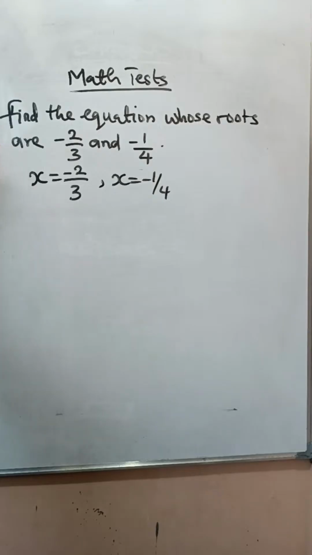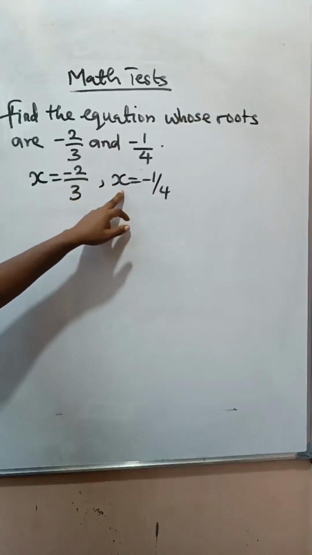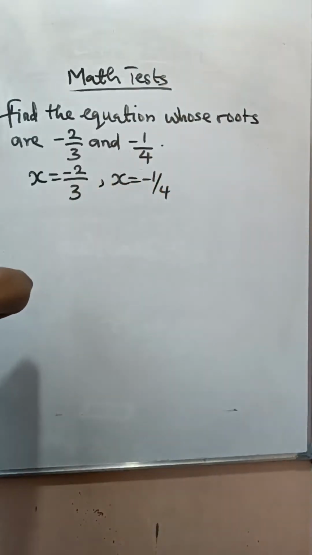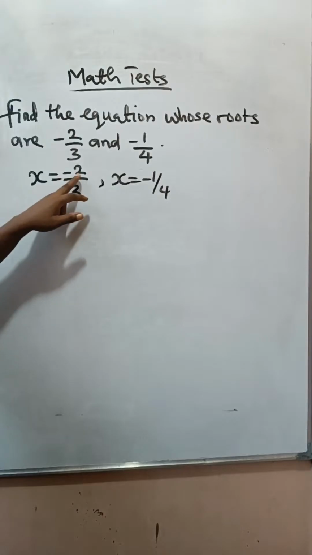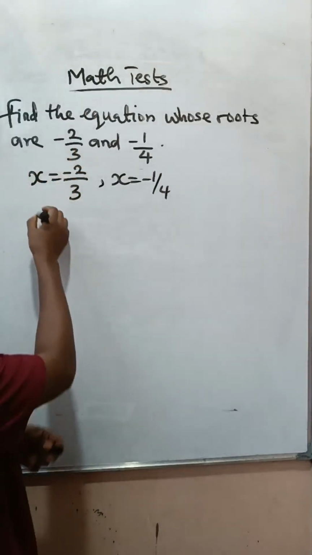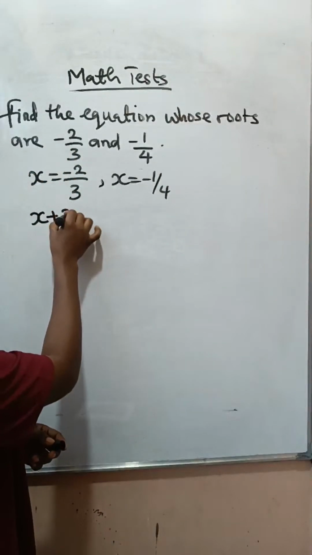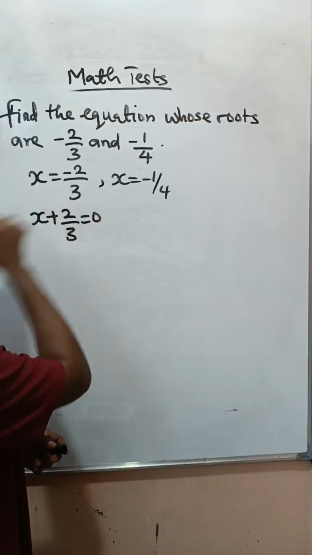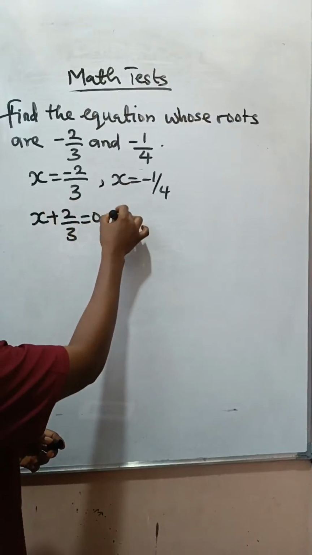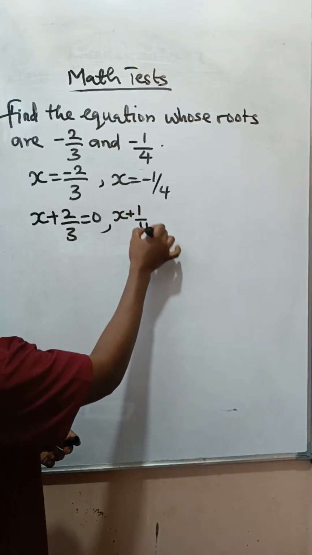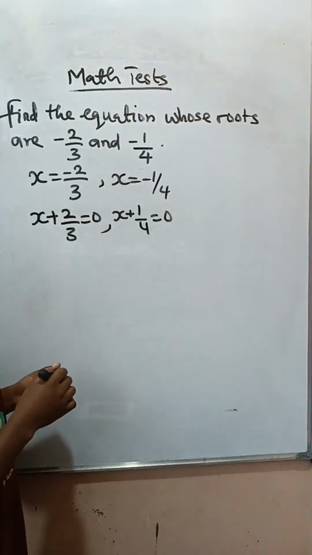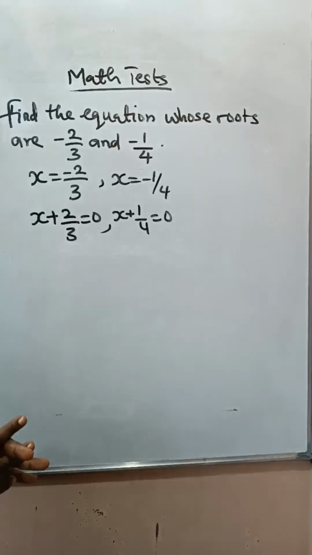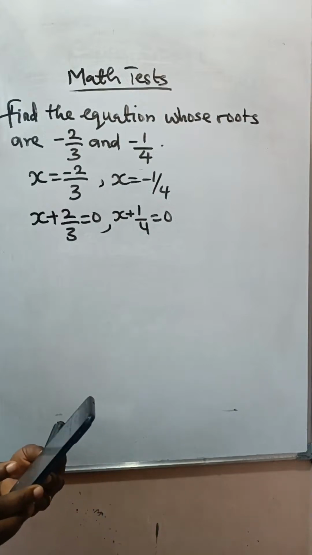So from here we can see that x is minus 2 over 3 and that x is equal to minus 1 over 4. Now, if we transfer this to this side, we will have x plus 2 over 3 is equal to 0. And we also have that x plus 1 over 4 is equal to 0. Now we are going to multiply them together.